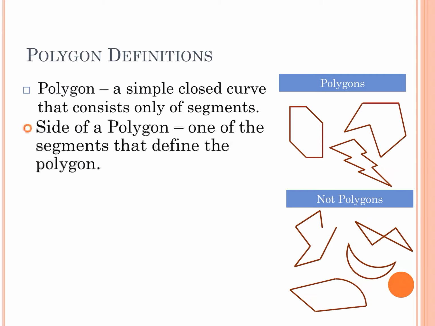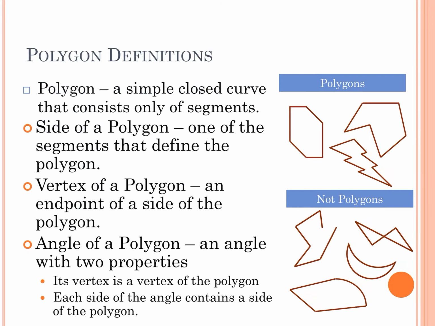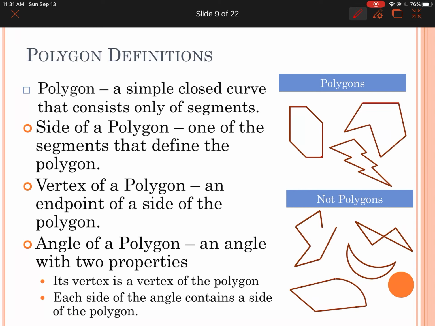The side of the polygon is one of the segments that define the polygon. It's nice and simple. A vertex of a polygon is an end point of a side of a polygon, and an angle of a polygon has 2 properties, and we probably could just look at a polygon and know what this is, but here's the definition. Its vertex is a vertex of the polygon. Each side of the angle contains a side of the polygon. So it contains a vertex, and then each side contains a side of a polygon. So this angle right here is an angle of the polygon.